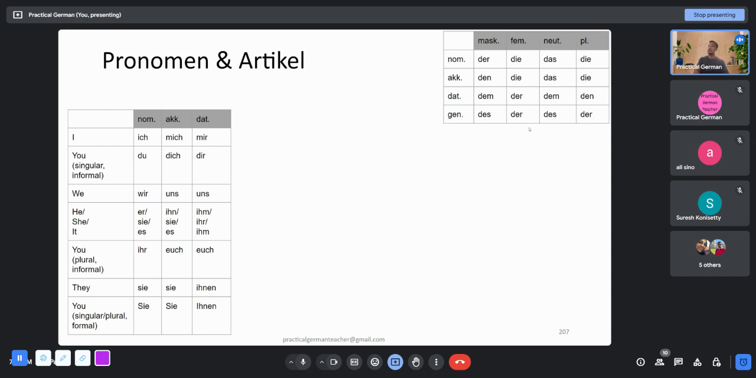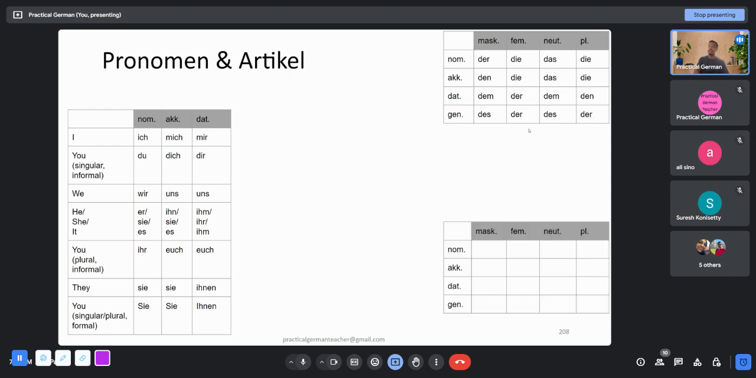Otherwise, this is the table for definite articles, or bestimmte Artikel, the in English. Let's talk about indefinite articles. Indefinite, or unbestimmte Artikel, is like a or an. You say the sun, a star, a person. That's a or an, right? Again, in English, you just have a or an.